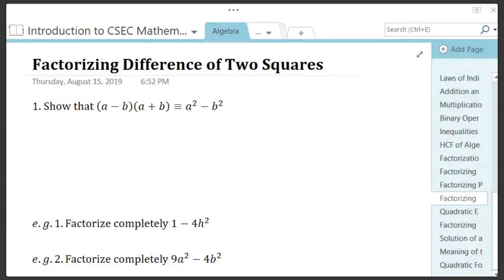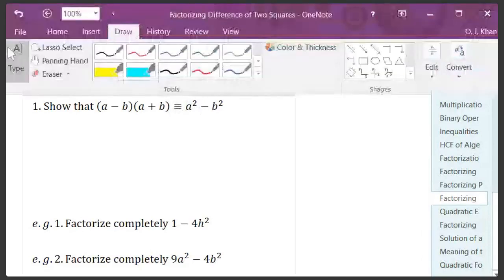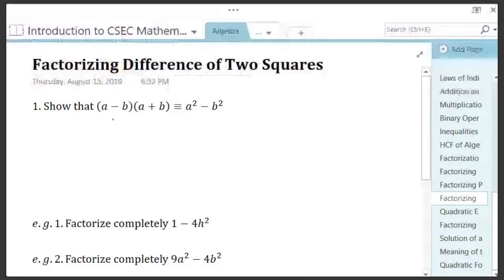All right, so we will start off here with factorizing difference of two squares. So what I want you all to do is to prove this identity. Now remember I told you all about identities. Identities are where everything on the left hand side, this expression here, is always equal to this expression here, when you expand it out. So I want you all to prove this. Expand this out, a minus b by a plus b, and show that when you expand it, it will give what's on the right hand side.